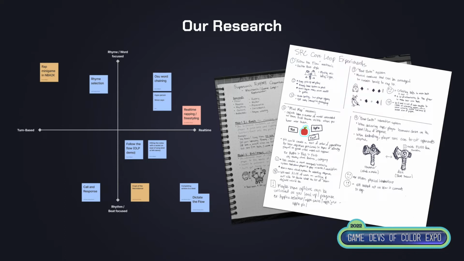This chart allowed us to do 2 things. 1, we could map out where previous rap mechanics in games exist, and 2, we could more easily identify gaps in a specific area and try to create a prototype that answers what a mechanic in that quadrant might look like. We'll be sharing some of those prototypes with you now and some of the lessons we picked up along the way.